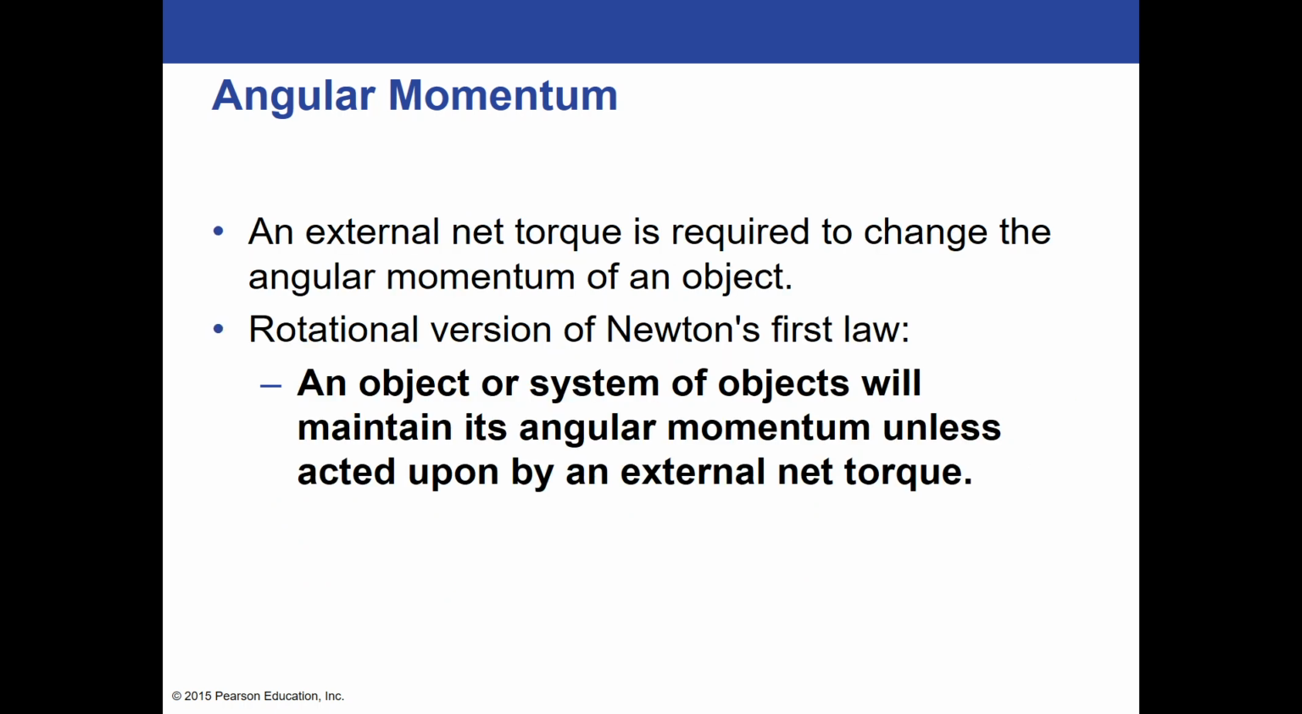So an external net torque is required to change the angular momentum of an object. Ignoring external torques, it stays constant, but if you include an external torque, it can change. An object or a system of objects will maintain its angular momentum unless acted upon by an external net torque. This is equivalent to Newton's first law, but for rotation.